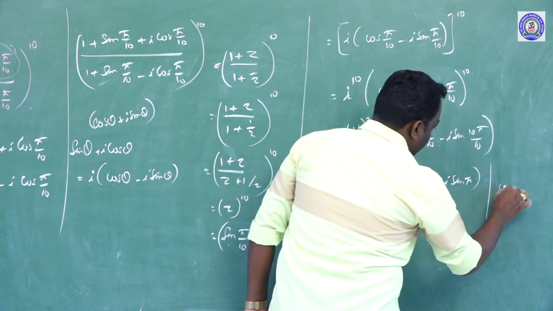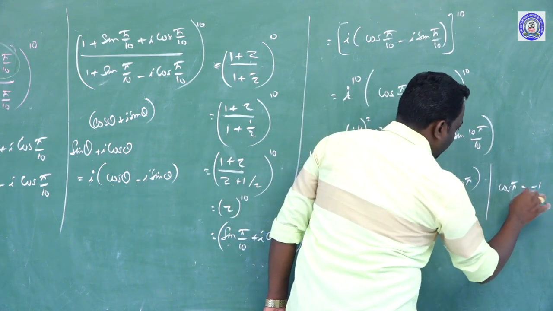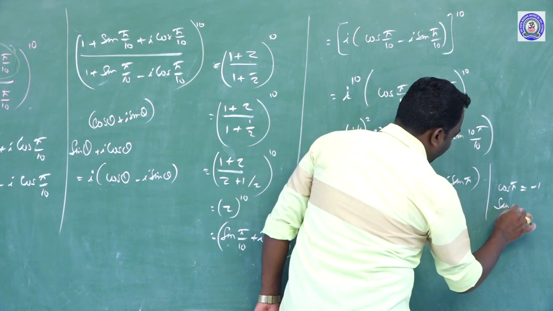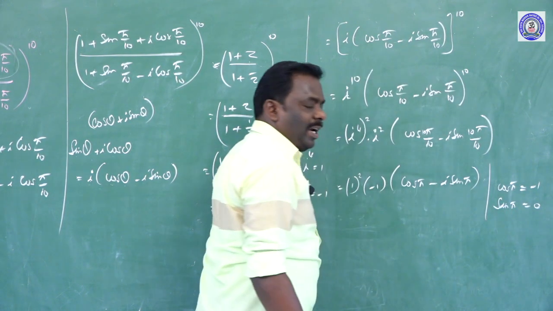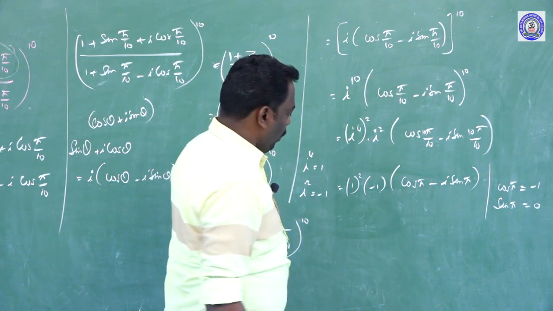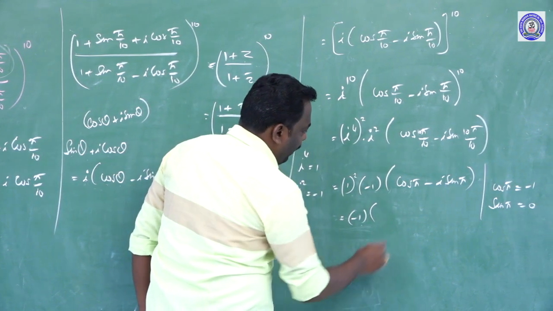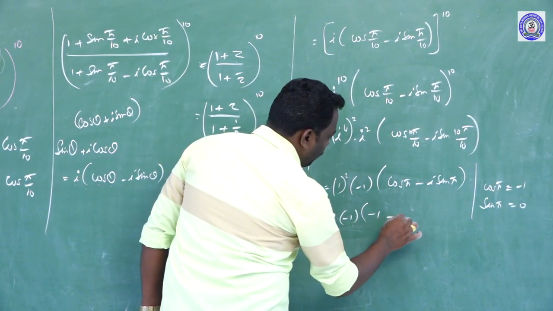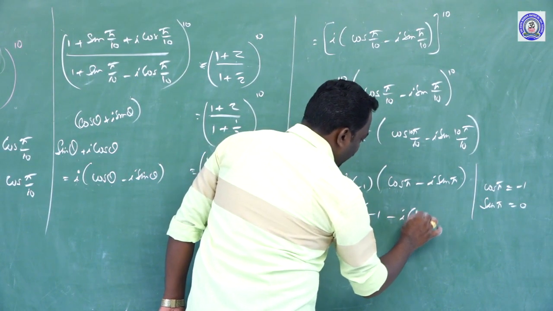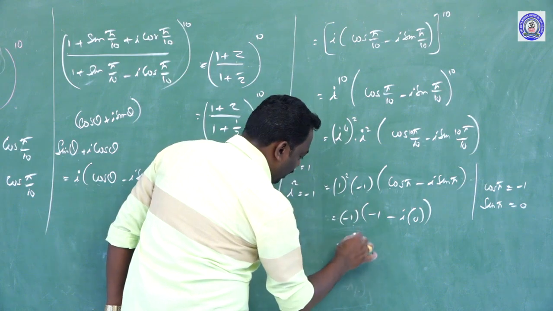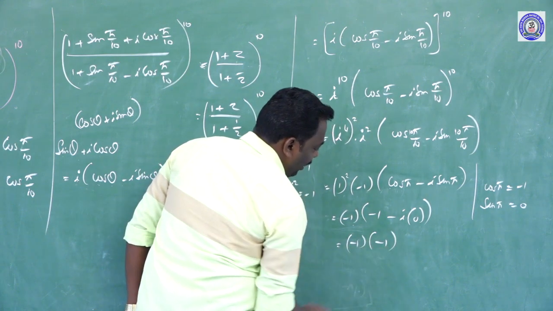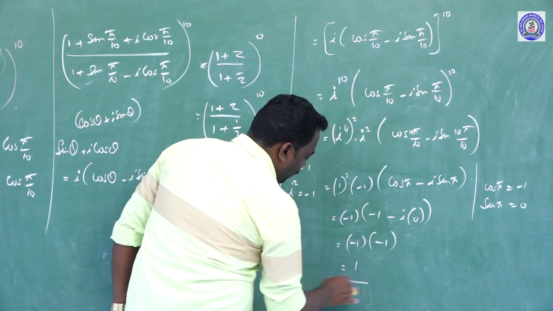Here cos π equals −1 and sin π equals 0. Therefore it is 1 squared, which is 1, with −1 outside remaining, and within the bracket cos π = −1 minus i sin π = 0. That equals −1 outside and −1 remaining within the bracket. Therefore minus minus gives plus 1.